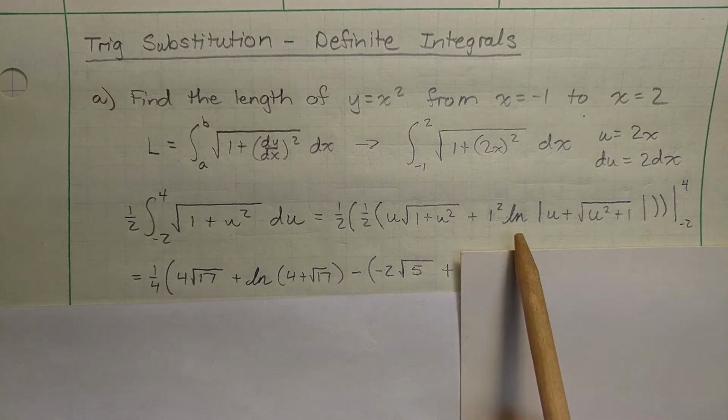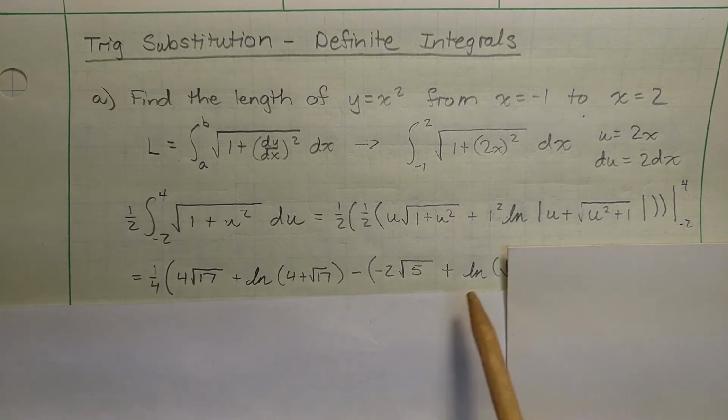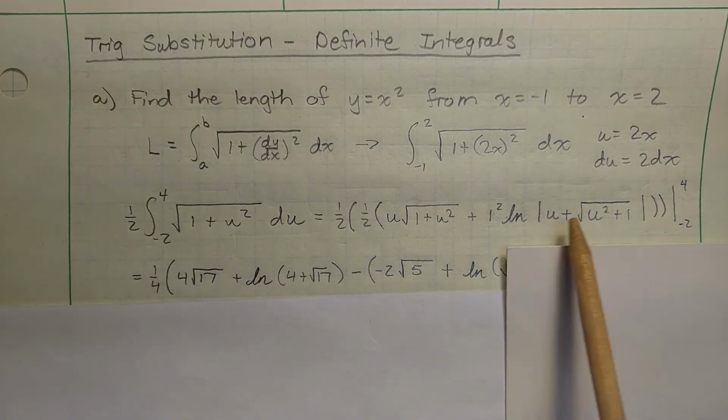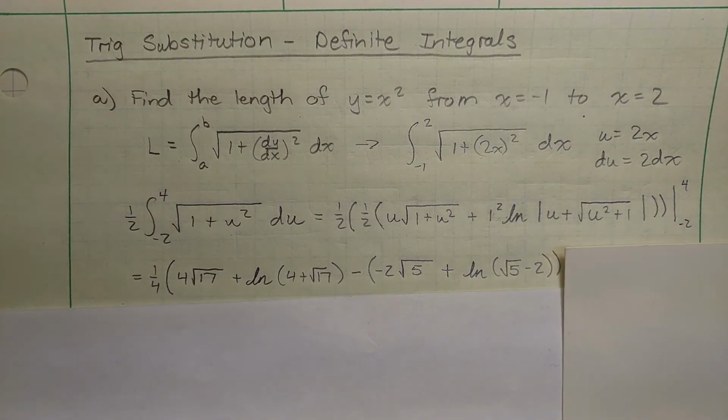plus, and here I have the natural log of the absolute value. Notice I don't need the absolute values because these are positive, and this will be +2. It's going to be -2, but this is going to be square root of 5. Square root of 5 is bigger than 2, so I've got square root of 5 minus 2. That's still positive like that.